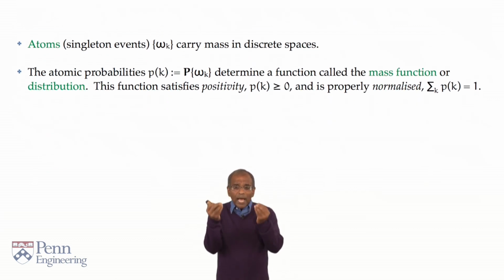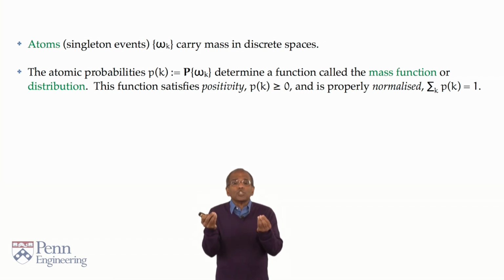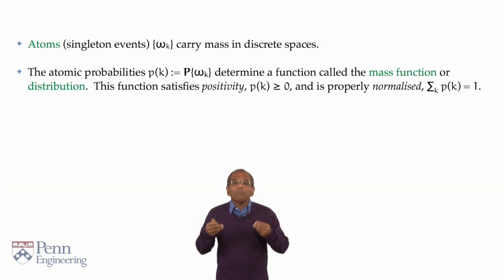Well, to each atom, let's say the kth atom, we allocate a probability p of k. The atomic probabilities determine a function p of an integer. We call this, again borrowing from the language of physics, a mass function or a distribution. This function must satisfy the key axioms of positivity and normalization.